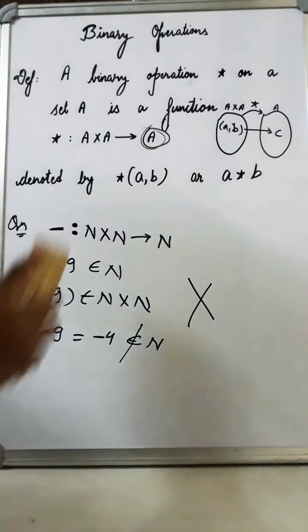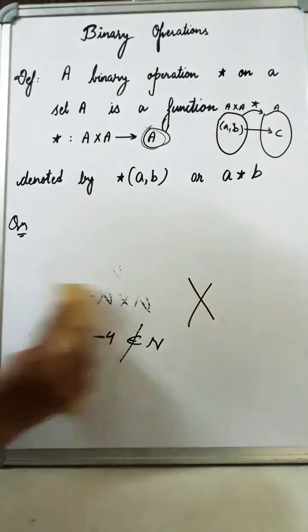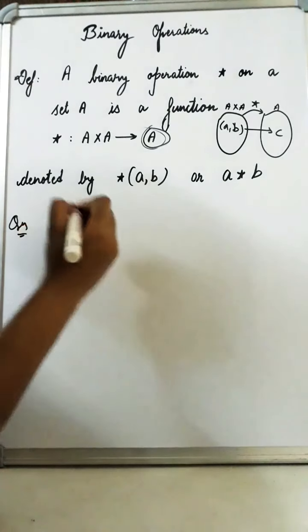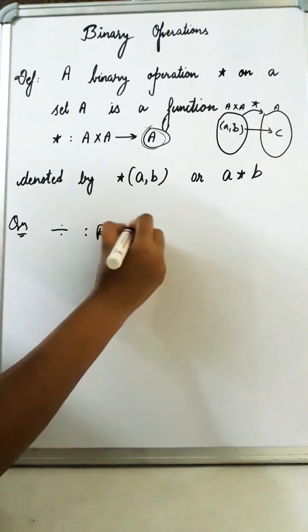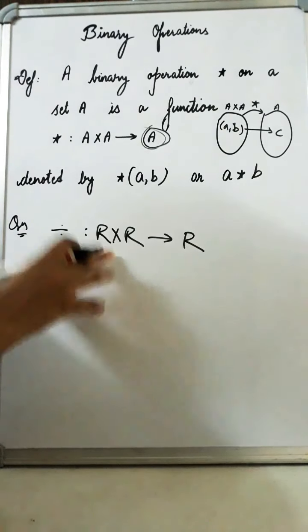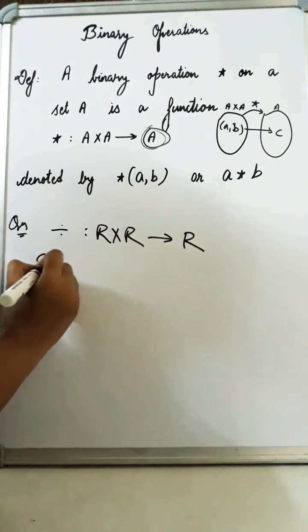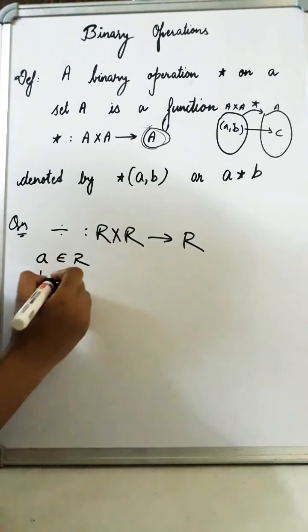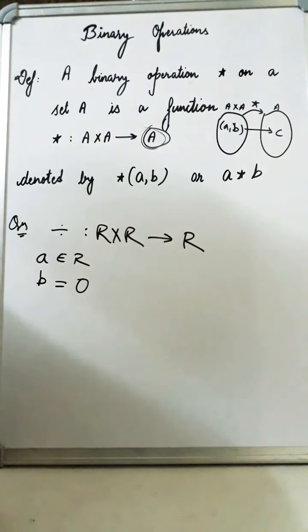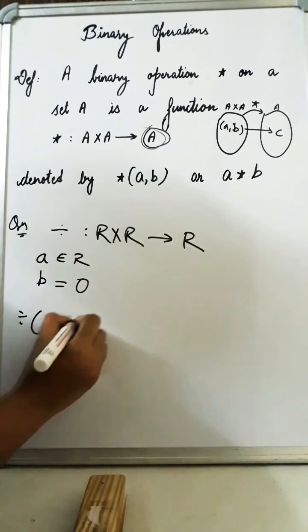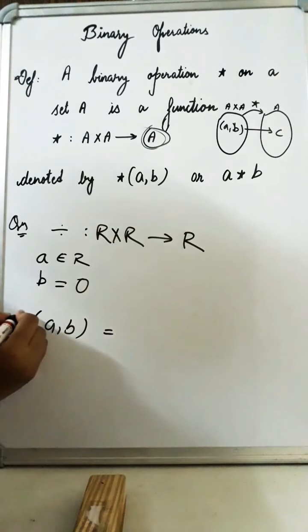Alright. Similarly, let us check for division on real numbers. Suppose division on R cross R to R. Now the real numbers contain 0 also, right? So let us have A belongs to R, meaning any real number, and let us take B to be 0. B is also a real number. Now if we operate division on A and B, what are we going to get?